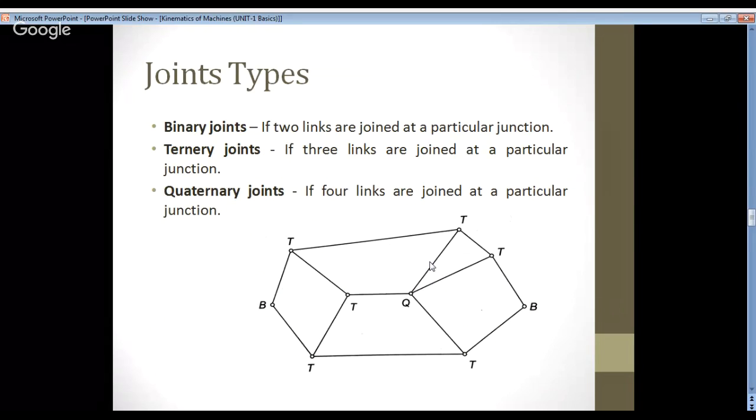Another very important type is joints. A joint is nothing but a combination of two links. The point where two or more links are connected is called a joint. As you can see here, these are of three types: binary, ternary, and quaternary. If two links are joined at a particular junction, it's a binary. Similarly, three links, ternary, and quaternary is the combination of four links. In the figure, at this point two links, one and two, are connected, so it's a binary joint. Here links one, two, and three are connected, so it's a ternary joint. B stands for binary, T stands for ternary, and Q stands for quaternary.